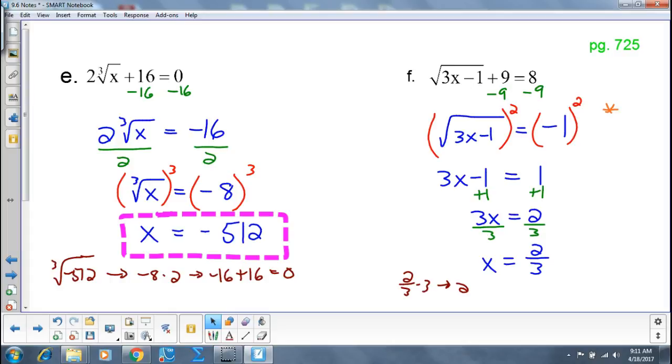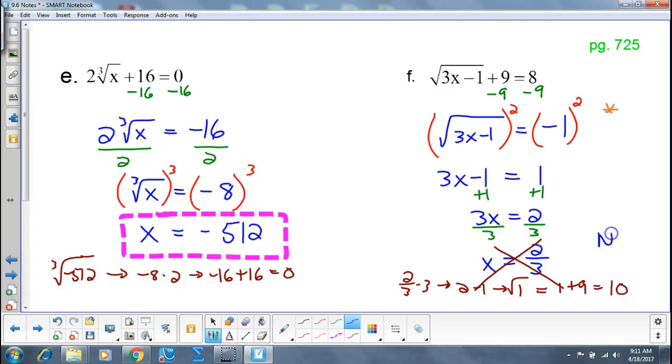Okay, that's 2, right? 2 minus 1 is 1, right? What's the square root of 1? No, what's the square root of 1? No, it's not. It's 1, right? And what's 1 plus 9? 10. Is 10 equal to 8? No. So what happens? It's gone. So in this case, there are no solutions.